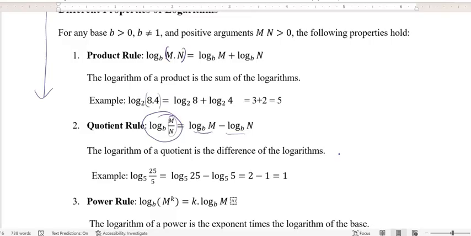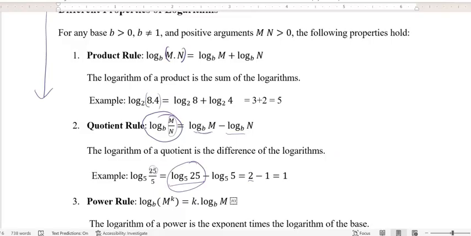Here's another way to look at it. Use your property, log base 5 of the numerator minus, because it's a division problem, the log base 5 of 5 is equal to, log base 5 of 25 is 2, because 5 squared is 25. And then the log base 5 of 5 is 1, because 5 to the first is 5.